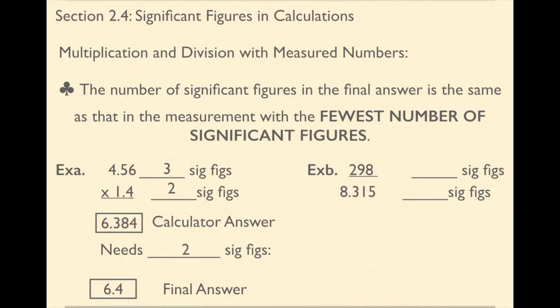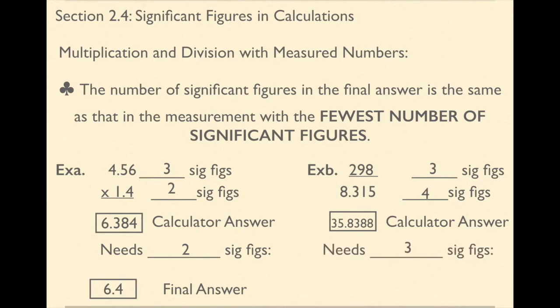For example B, 298 has 3 sig figs. 8.315 has 4 sig figs. And so when I divide, I end up getting 35.8388, and it continues on. Well, since 298 has 3 sig figs, that's how many sig figs I need. And so as a result, I'm going to round this to 35.8 because that has 3 significant figures. Okay? Now, that's if the very final step I complete in my calculation is multiplication or division.